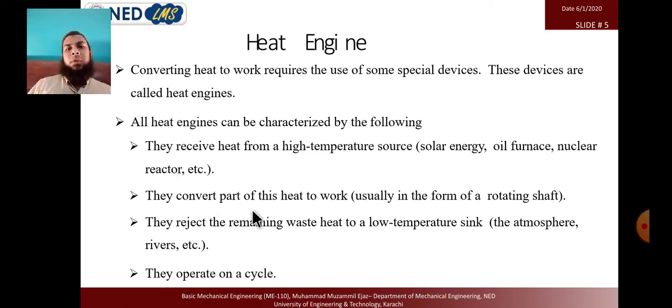They convert part of that energy, especially heat, to work, usually in the form of a rotating shaft. We already covered the example of a rotating shaft in a piston cylinder device, like our IC engine, the internal combustion engine installed in a car or motorcycle. They reject the remaining waste heat into a low temperature sink, the atmosphere, river, etc.